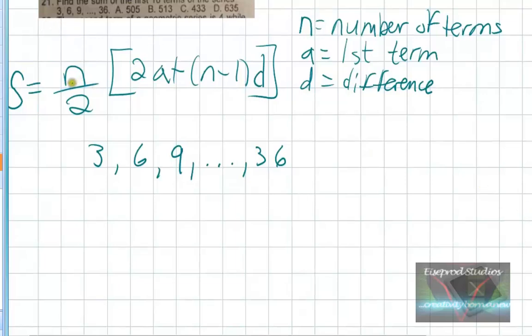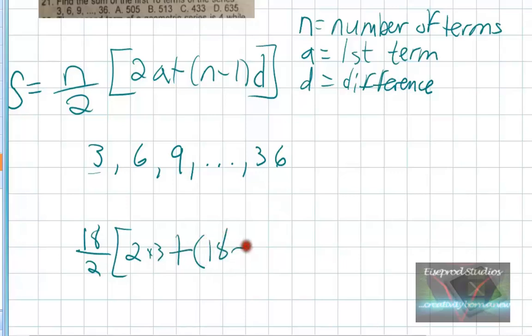So n is the number of terms you want to find. So 18, they said, what's the sum of the first 18 terms? And we're going to leave it over 2 times the quantity 2 times A. A is going to be our first term, so that's 3. So 2 times 3 plus n, which as we said was 18, minus 1 times D, the difference. Well, we can see it's going up by 3 each time. 3 plus 3 is 6. 6 plus 3 is 9. So times 3.